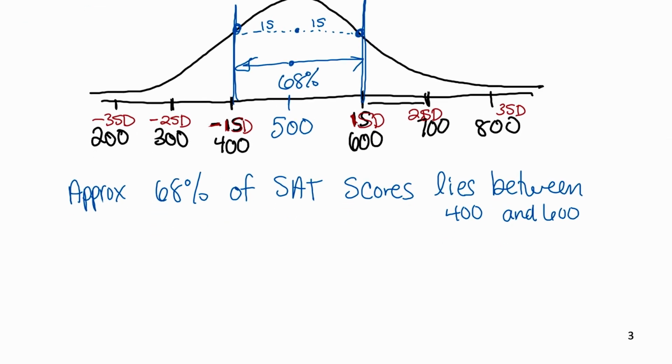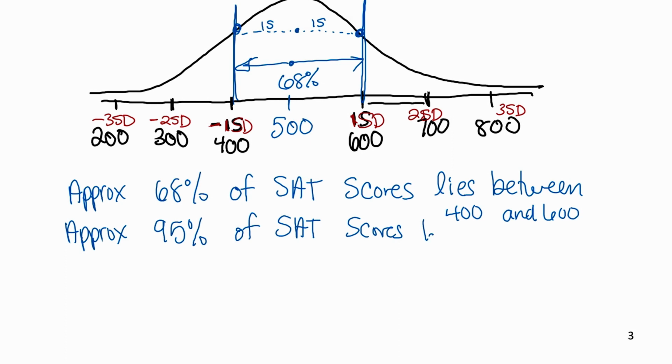Okay, now going to the next standard deviation out. If I go 2 standard deviations out, that's between 300 and 700. So I would say approximately 95% of SAT scores lies between 300 and 700.